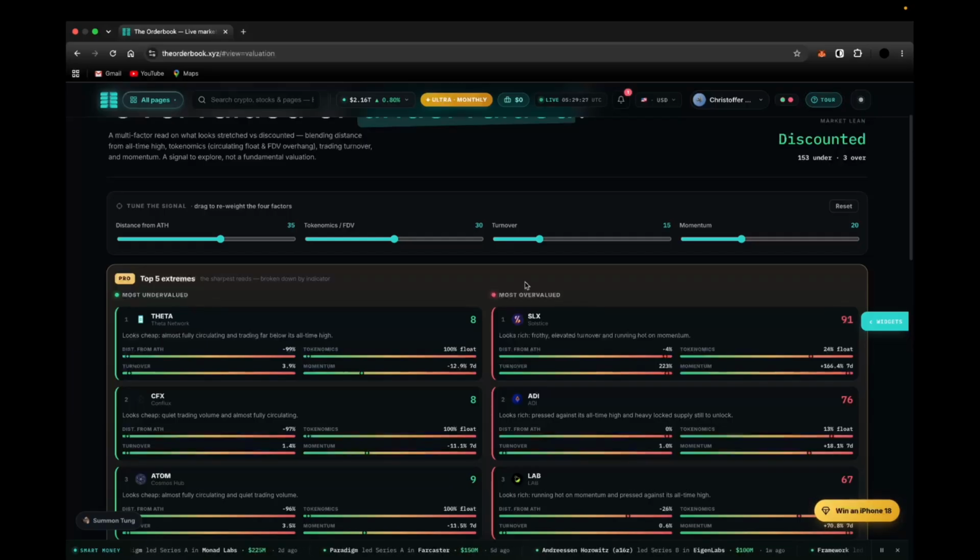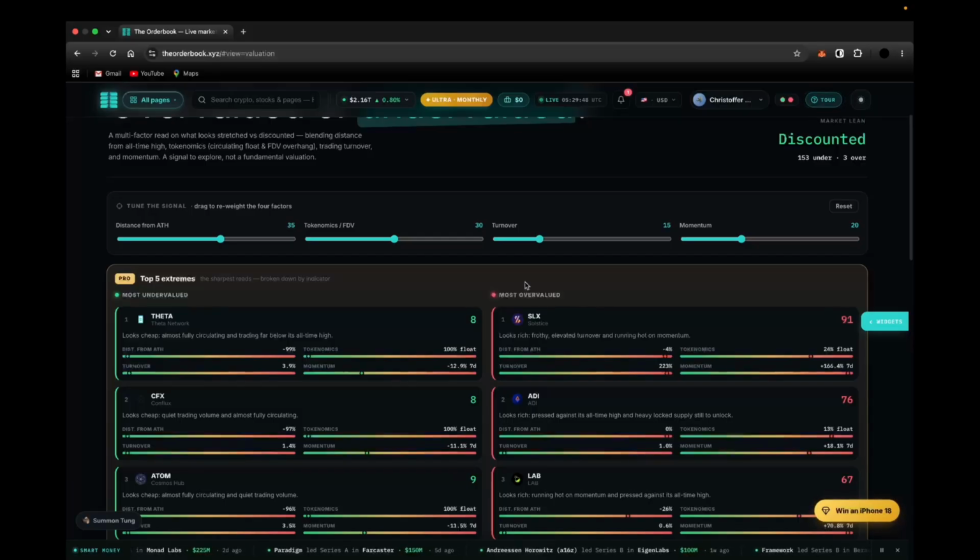It also looks at how much the coin is being traded. And it looks at recent momentum, meaning whether the coin has been moving strongly or not. Then it puts all of that together and gives you a simple idea. Does this coin look stretched, or does it look discounted? In simple terms, does it look expensive, or does it look cheap compared to the data?